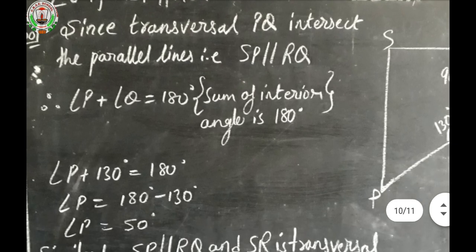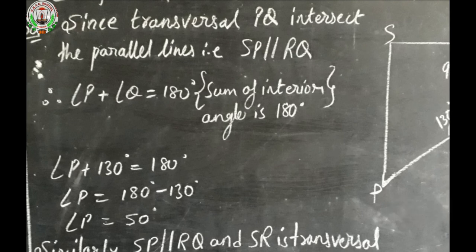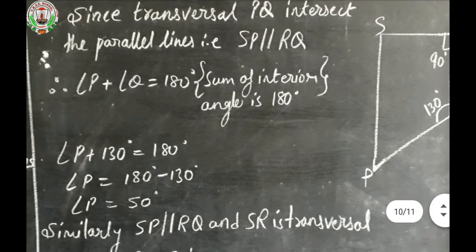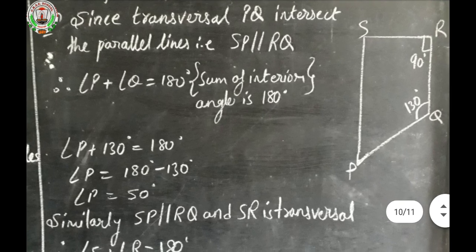Since transversal PQ intersects the parallel lines, SP is parallel to QR. Here is the figure. So angle P plus angle Q is equal to 180 degrees. Why is it 180 degrees? Because the sum of the interior angles is equal to 180 degrees. Angle P plus angle Q will be equal to 180 degrees, where the angle Q value we have from the figure is 130 degrees.